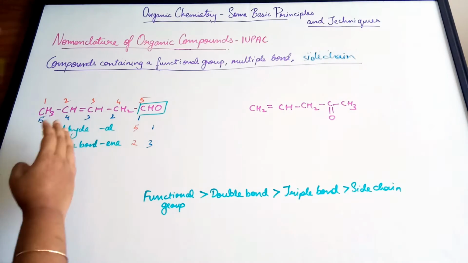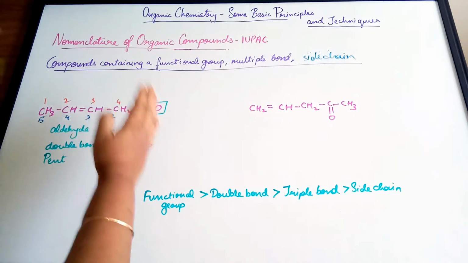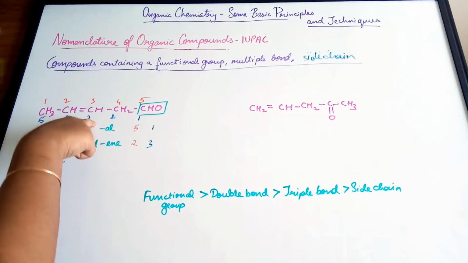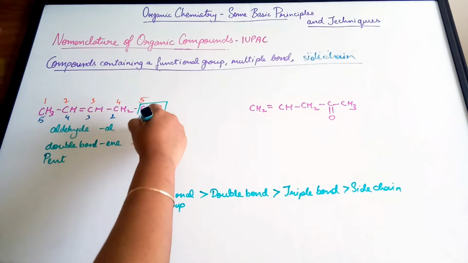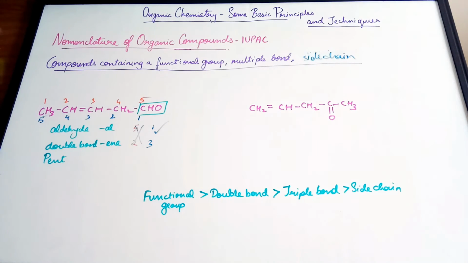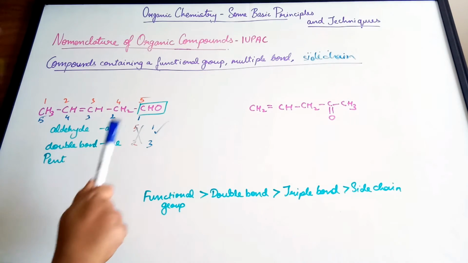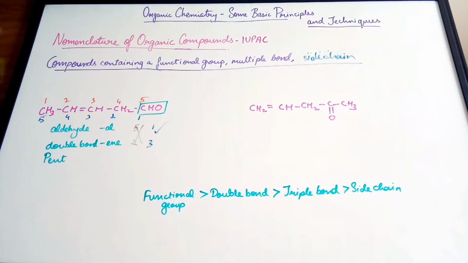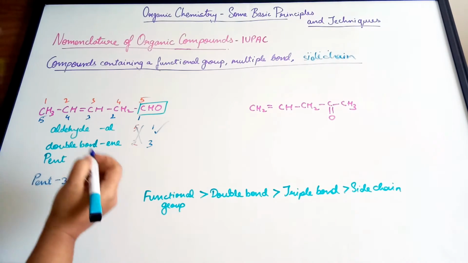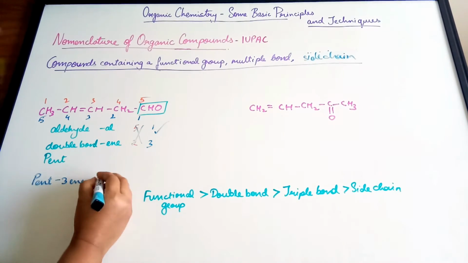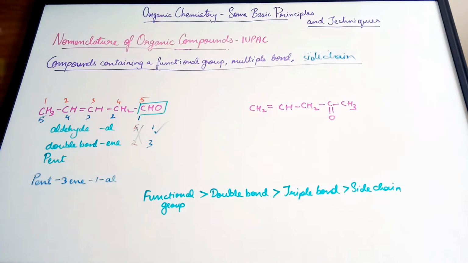If you remember, when we learnt about double bonds, the bond is denoted by the previous carbon atom. So between 4 and 3 is denoted by 3, between 2 and 3 is denoted by 2. So here it's obvious that this numbering is wrong and this is what will be considered. We have the aldehyde at the first position and the double bond at the third position. From this we know that the name of the compound is going to be pent-3-ene, because at the third position you have a double bond, and 1-al, because at the first position you have an aldehyde group.